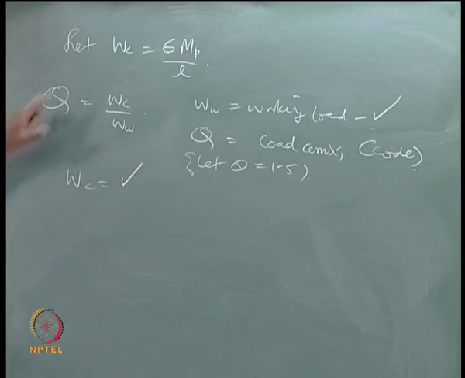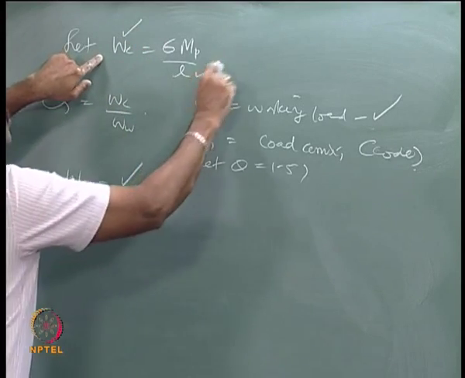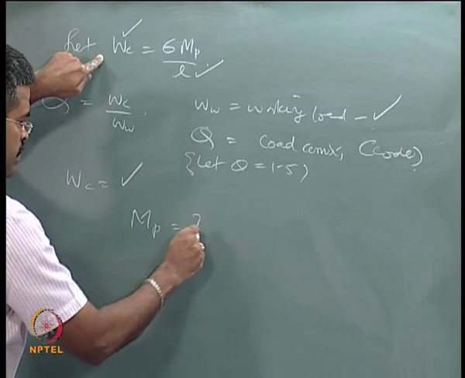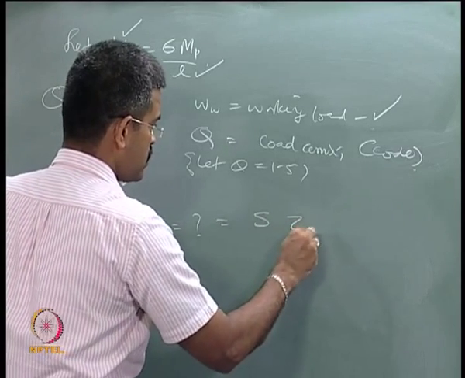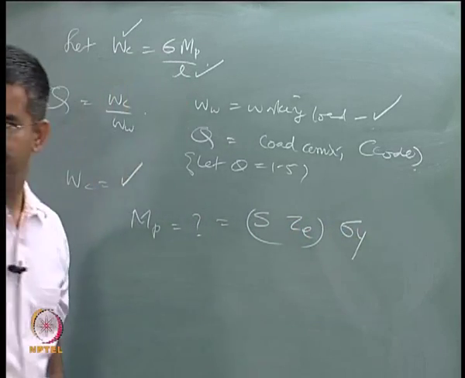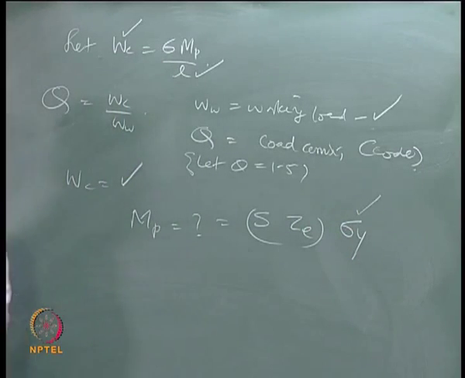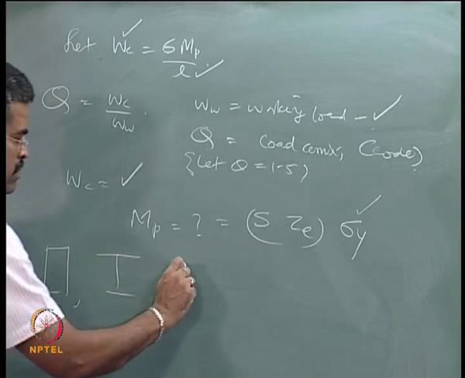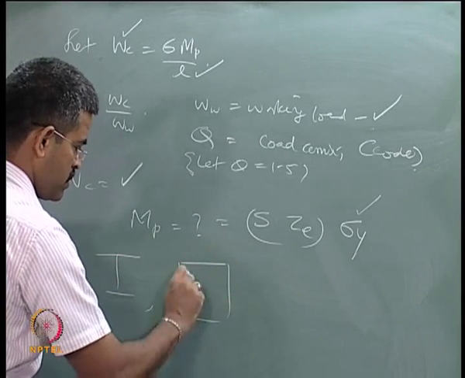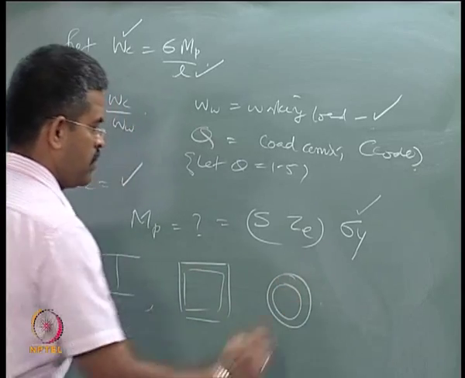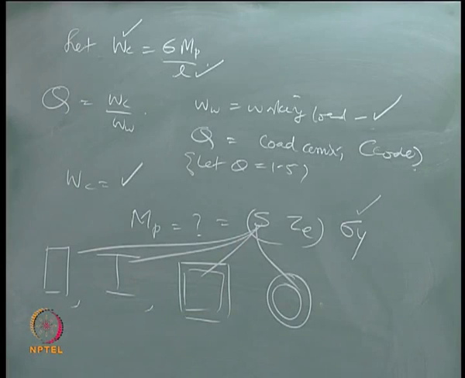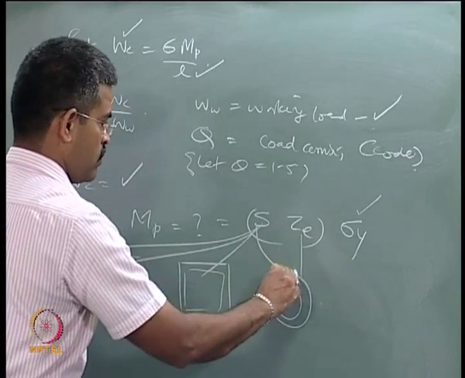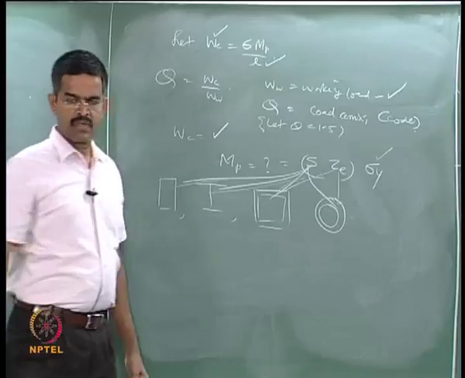Okay. So, left hand side is known to me, L is known to me, I will find MP, and MP is nothing but S into ZE into sigma y. Sigma y is known to me. Okay. Now, I will select a section: rectangle, I, box, tube. So, I know S value. Okay. Right. I already know the ZE value for all of them. I design.